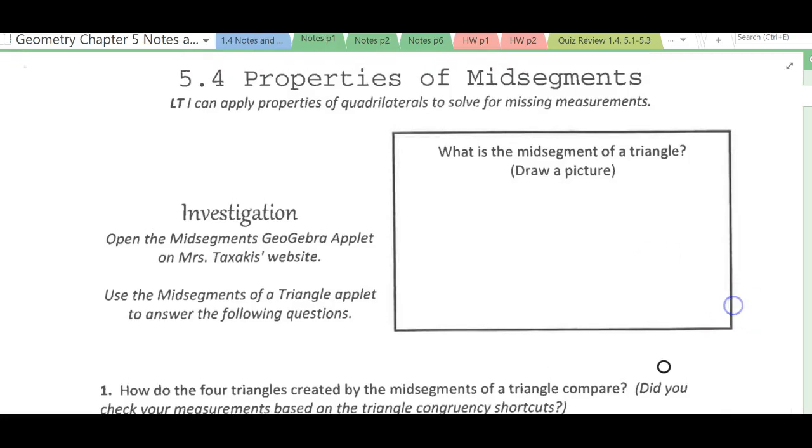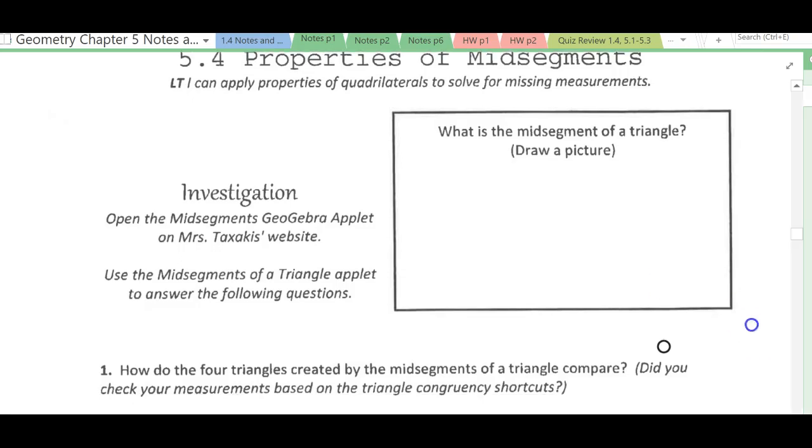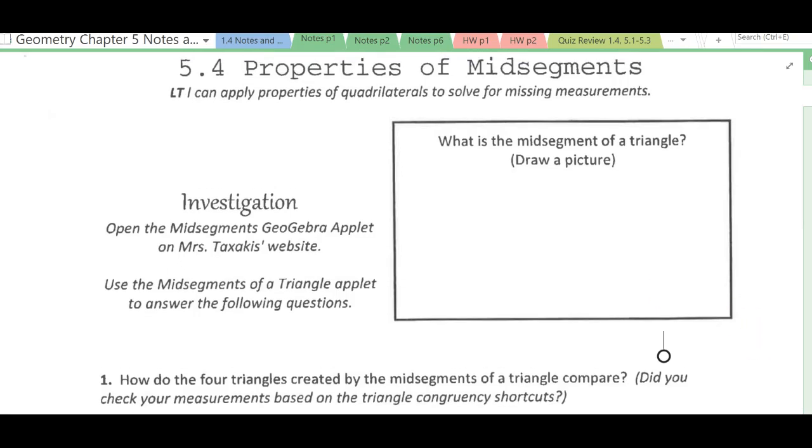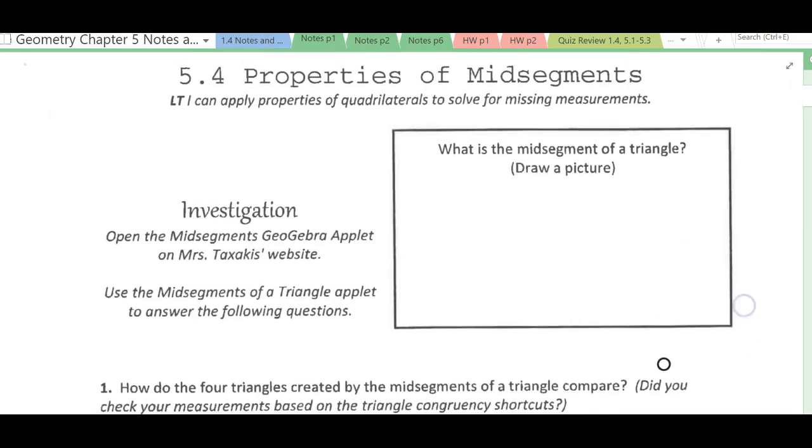In this video, we're going to talk about midsegments. So we're going to talk about midsegments of triangles, and then we're going to talk about midsegments of trapezoids. So let's start by drawing a triangle in here, and let's call it triangle ABC.